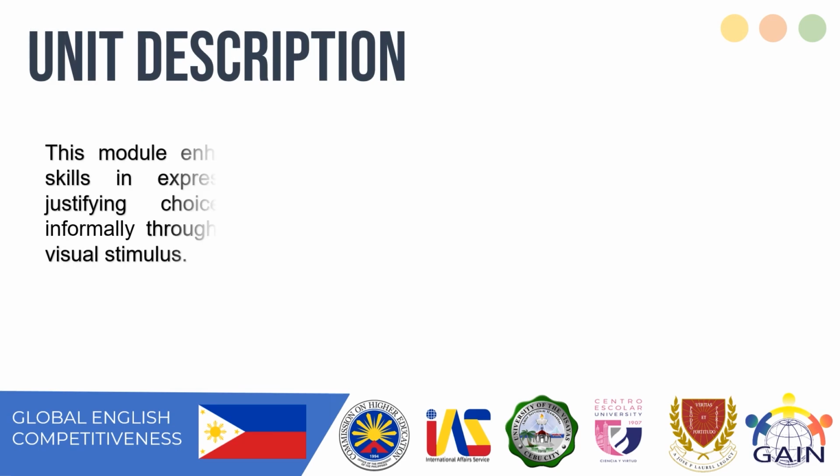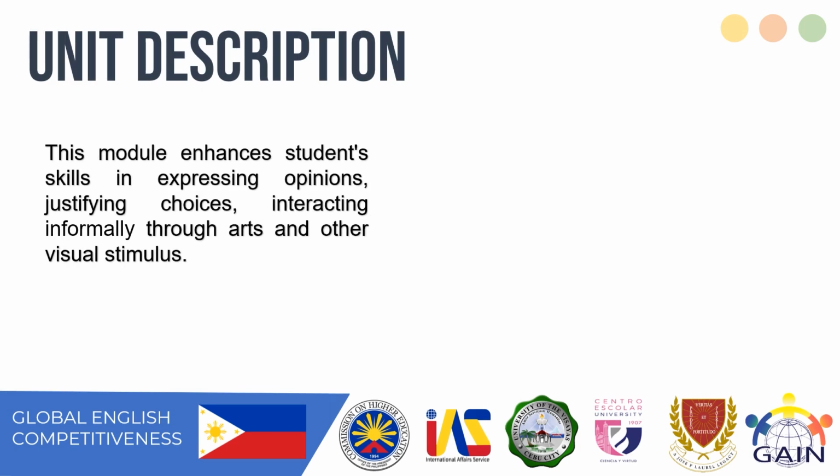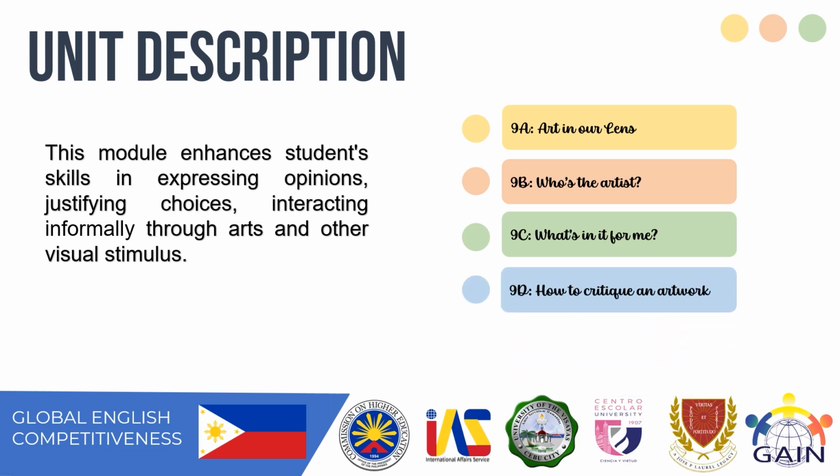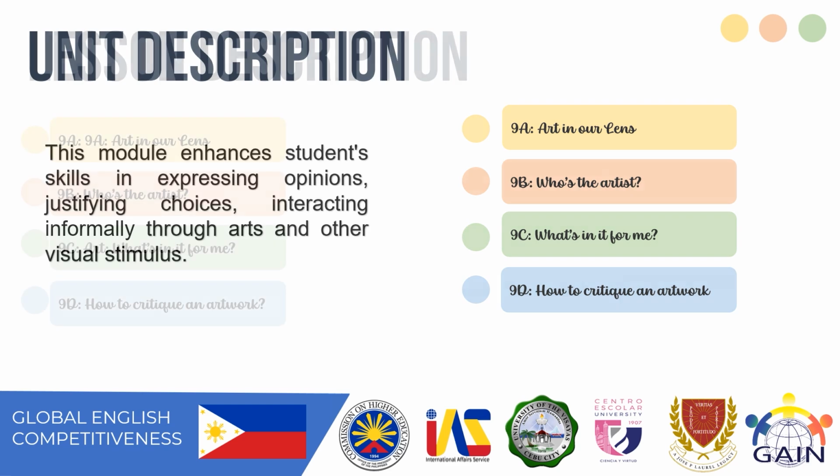Here is a brief unit description for Unit 9. This module enhances students' skills in expressing opinions, justifying choices, interacting informally through arts and other visual stimulus. In order to achieve these, we have broken down the unit into 4 lessons which are entitled 9A, Art in Our Lens. 9B, Who's the Artist? 9C, What's in it for me? 9D, How to Critique an Artwork.